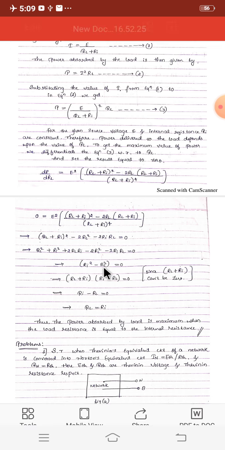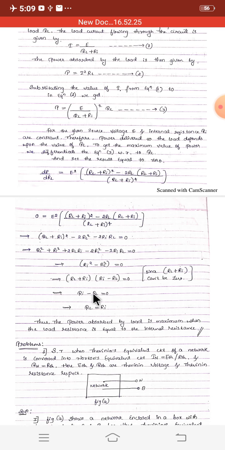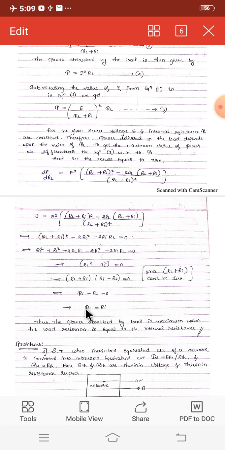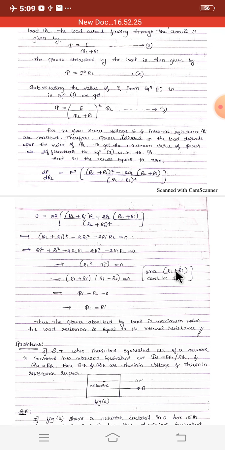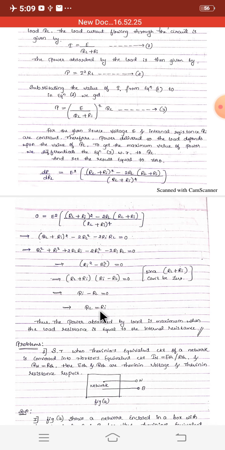A² minus B², that is what? (A + B)(A − B). Okay, (Ri − RL)(Ri + RL) equals 0. Since RL plus Ri can't be equal to 0, this is not equal to 0; only this is equal to 0. So Ri minus RL equals 0. That becomes what? RL equals Ri.